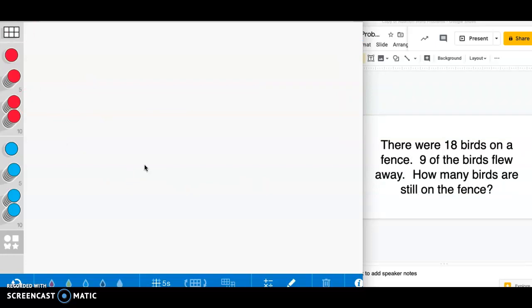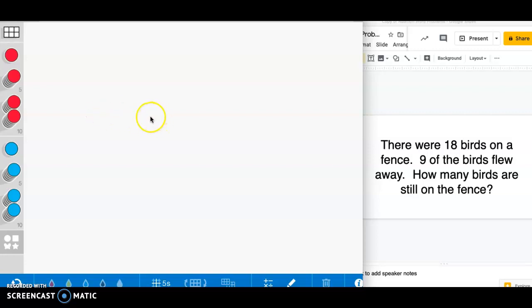There were 18 birds on a fence. 9 of the birds flew away. How many birds are still on the fence? I'm going to read it one more time. There were 18 birds on a fence. 9 of the birds flew away. How many birds are still on the fence? Pause the video, solve the problem, and write your number sentence, and then unpause the video when you are ready to check your work. Okay, let's check our work.